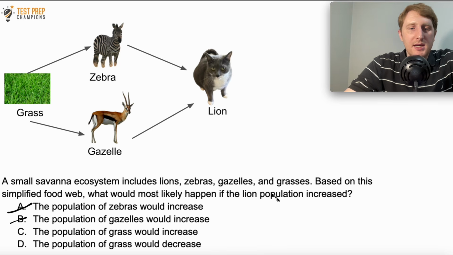So what about C? The population of grass would increase. Well, let's say that there are more lions and the lions are eating more zebras and gazelles. We would expect that there's going to be more grass, right? We would expect the grass population to increase because there'd be fewer animals eating the grass. So again, the lions eat the zebras and the gazelles. If there are more lions around, we would expect the lions to eat more zebras and more gazelles. So if there are fewer animals around to eat that grass, we would expect that the grass population is going to increase. So C is the correct answer here.